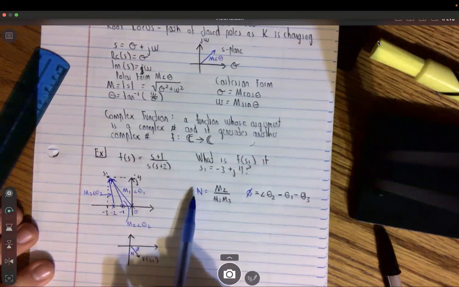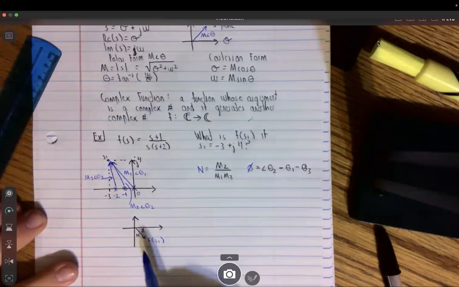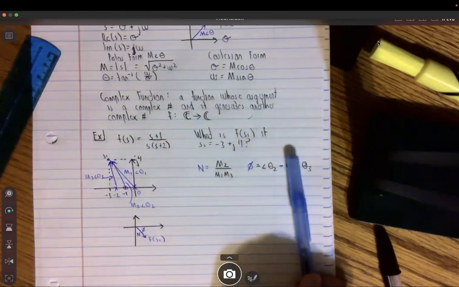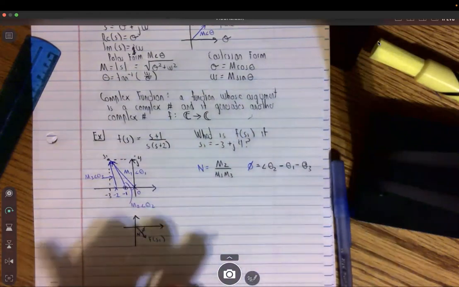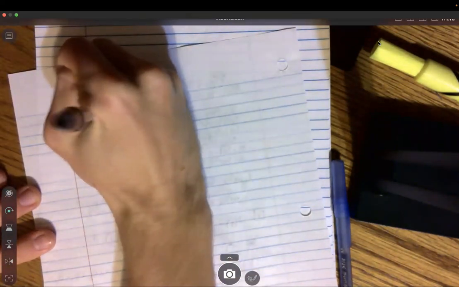So what's that phasor's magnitude and phase angle going to be? And that will generate our capital F of S1 for output. Okay, now that we talked about that, in order to determine stability, we're going to look at the unity feedback system.